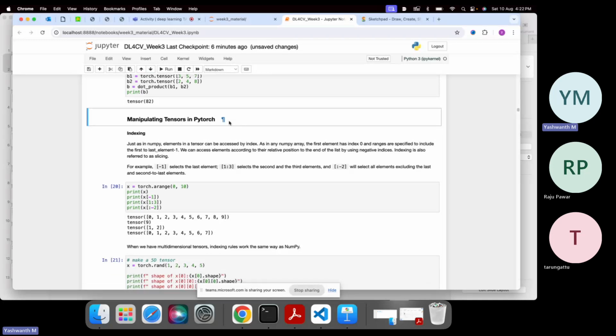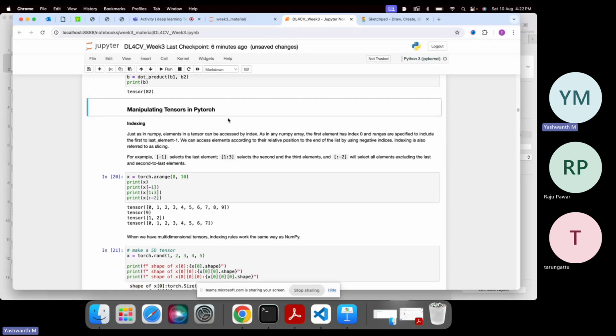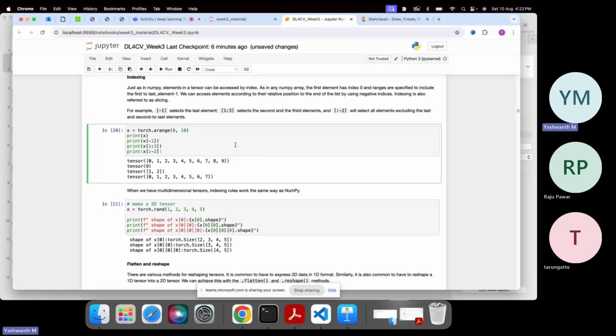And how do we manipulate tensors? How do we access tensors in PyTorch? This also bears a lot of similarity with the way we deal with NumPy. Right? You want to print the last index, you can access it by using -1. Right? It gives you 9 and 1 to 3. So it picks 1 and goes up to 3 without including 3. So 1 and 2. Right? And -2, it prints up to -3. So the last two will be discarded.